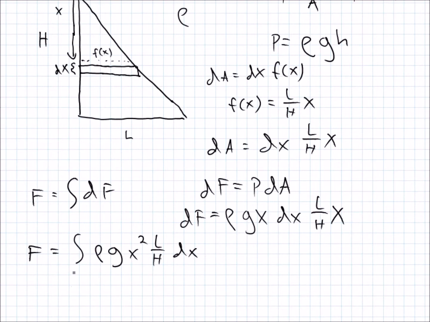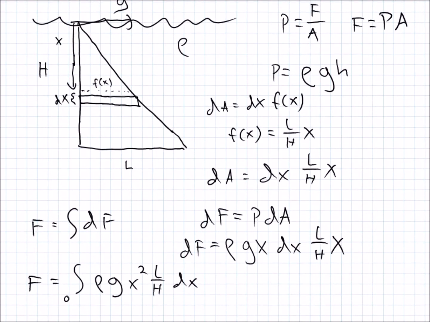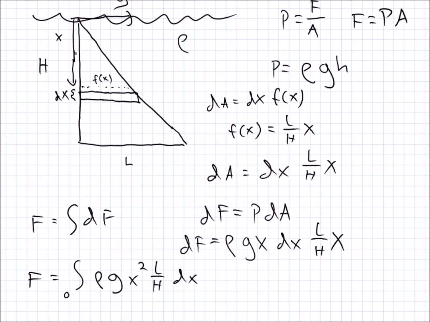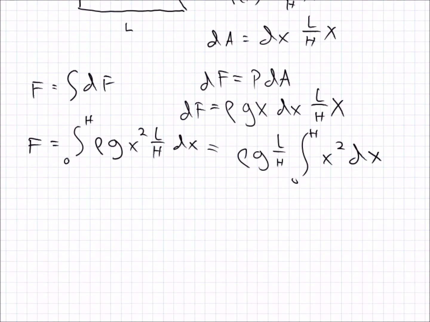Oh, and this integral, by the way, if we're finding the force on the entire sheet, it should be from an x value of 0, which is up at the top of the water, all the way down to H, right? Capital H is how far down you go. Okay, anyways, I was saying I can write the constants out in front of this integral, so I get rho g L over h times the integral from 0 to H of x squared dx. Well, at least it's an easy integral, right?